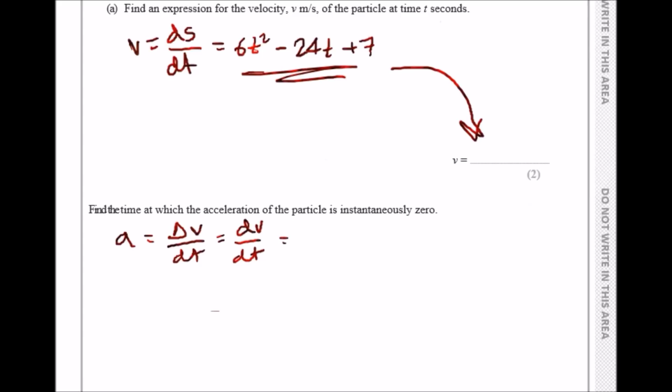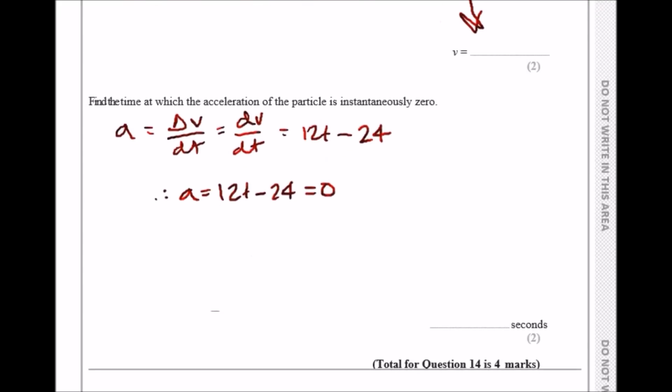So differentiating the v equation, do the same method, drop the 2 down, we're going to get 6 times 2, which is 12t, and then minus the derivative of 24t, which gives you 24. And if you differentiate a constant, you get 0. And because the acceleration is 0, we can say, therefore, a equals 12t minus 24, and all of this equals 0. Now, solving this equation, 12t minus 24 equals 0.